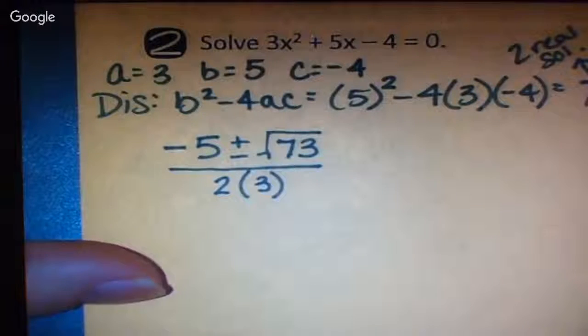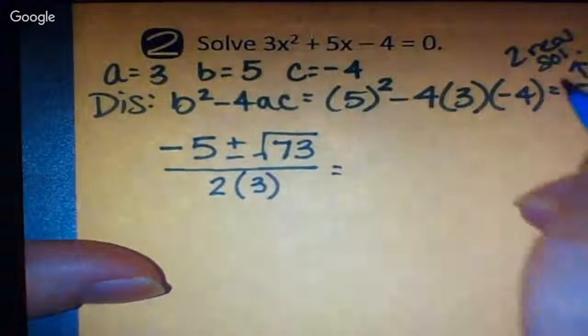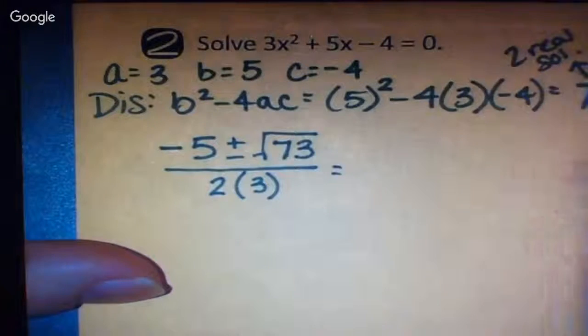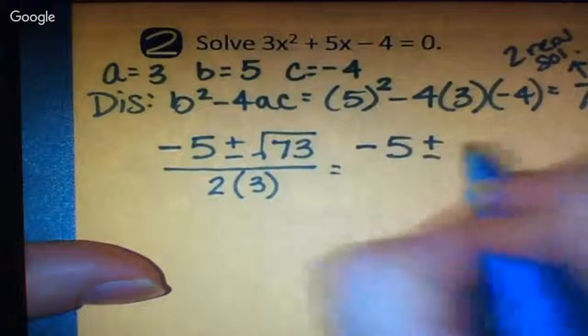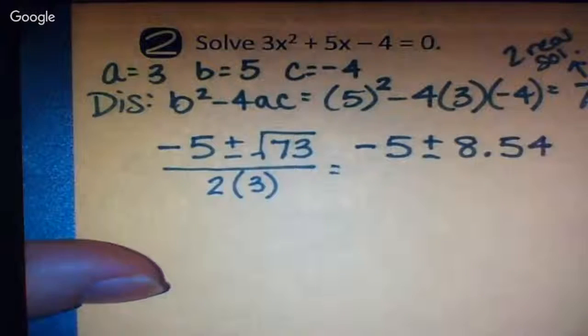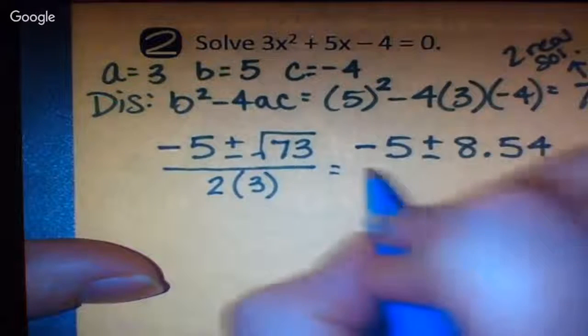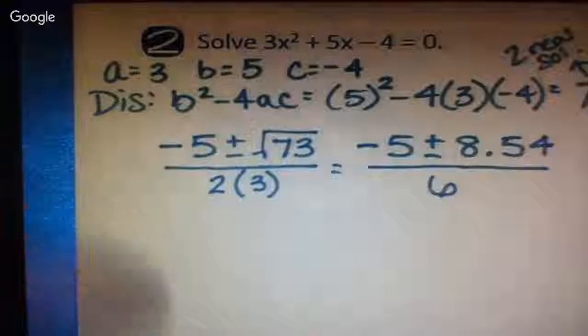Okay, so somebody find me the square root of 73. Let's round it to 2 decimals, so 8.54. So I've got -5 plus or minus 8.54 divided by 6.